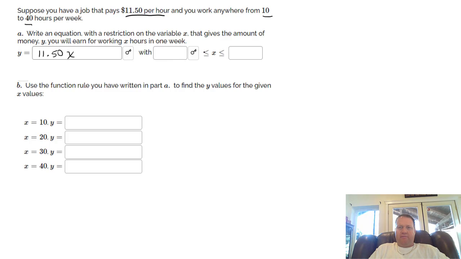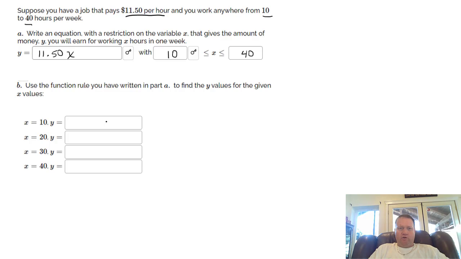So the smallest amount of hours that you can work is 10. And x could be anywhere between 10 and 40 hours per week. And we could work exactly 10 hours and we could work exactly 40 hours. And any number of hours, I'm guessing probably just whole hours in between.